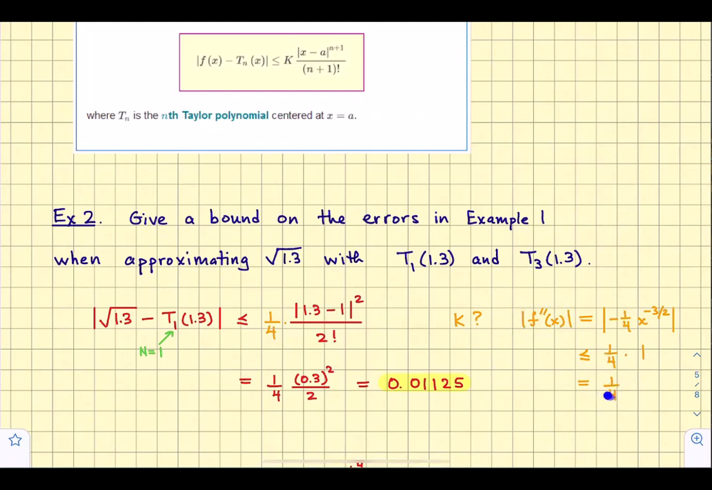So the k, in practical terms, is the maximum of the absolute value of your n plus first derivative on the interval from a to x. In this case, that maximum was 1, which made our k 1/4. We can compute all of this rather easily, and it comes out to be 0.01125. So what that means is when we use this approximation, the most that we could be off by is 0.01125. So that's a pretty good approximation.